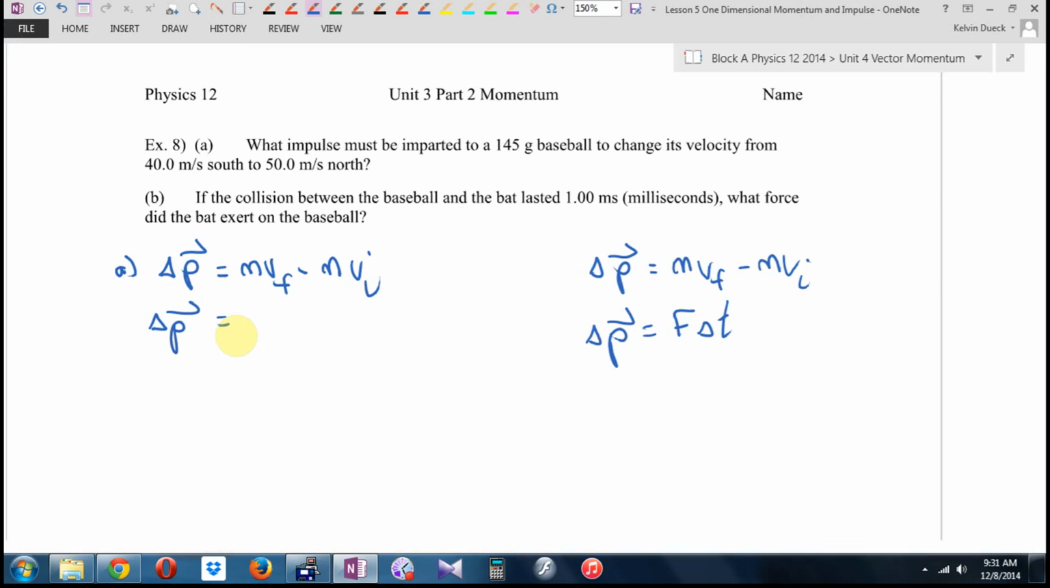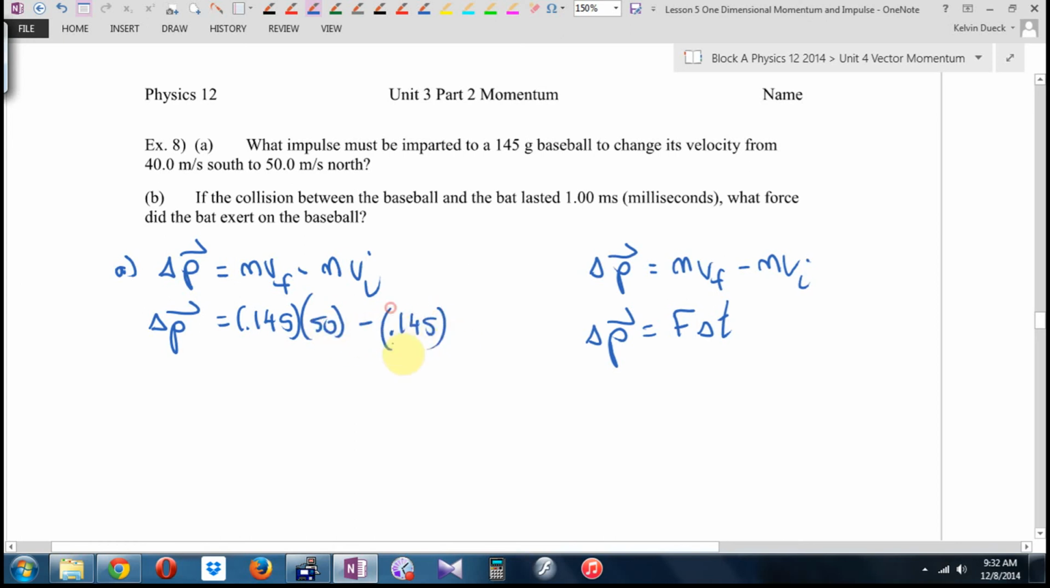Yeah, point is a good start. You go, absolutely, 0.145. What's the final velocity, Sam? 50 minus 0.145. What's the initial velocity, Sam? Nope.